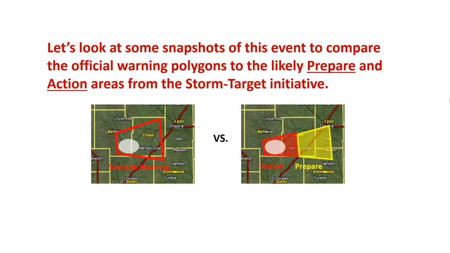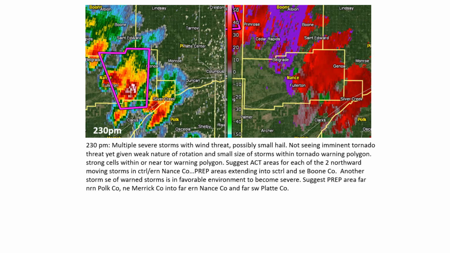Let's look at some snapshots of this event to compare the official warning polygons to the likely prepare and action areas from the Storm Target Initiative. Let's start at 2:30 p.m. local time. We have multiple intense storms moving across east central Nebraska. Here we see a single tornado warning covering some of those cells. Radar itself is showing potential for marginally severe hail and wind, but there's no real rotational signatures yet on radar, so we're not seeing an imminent tornado threat.